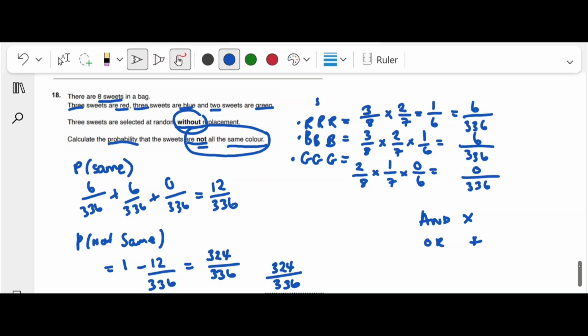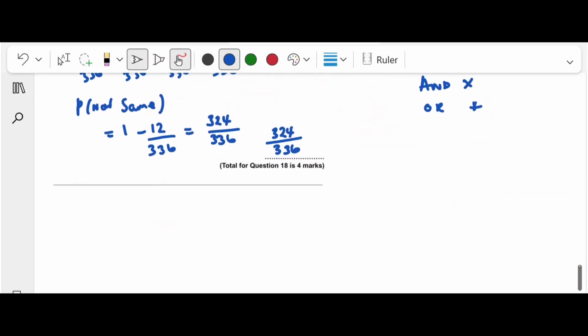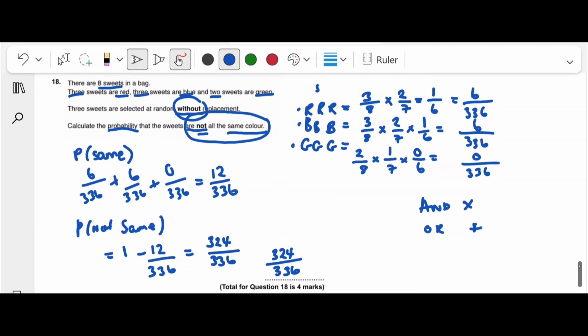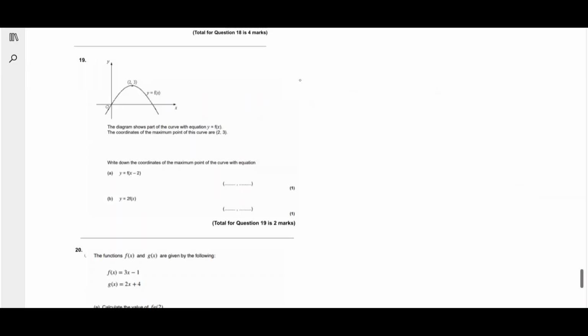So if you've got lots of things like that, sometimes you just have to work it out in your head, and that is worth 4 marks. And that's the end of question 18. We are on to question 19, nearly there, 2 more questions to go.